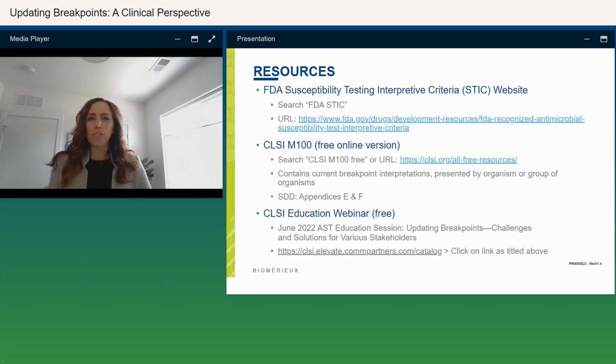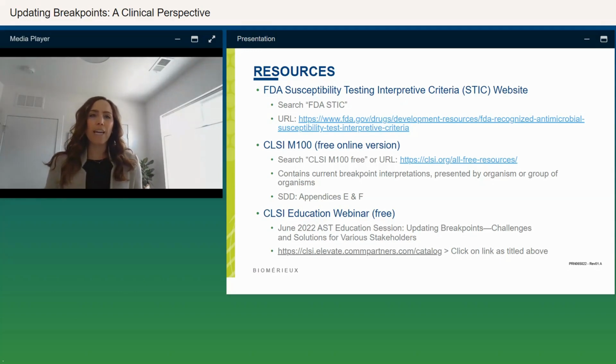So lastly, we're just going to go through some resources. So the concept of susceptible dose dependent is pretty broad, and there's a lot of intricacies within it. So we do want to provide some resources here, and at the end, we'll talk about some ways that you can contact us at bioMérieux to talk about some of the specifics of your lab.